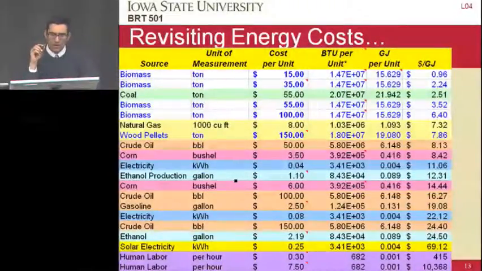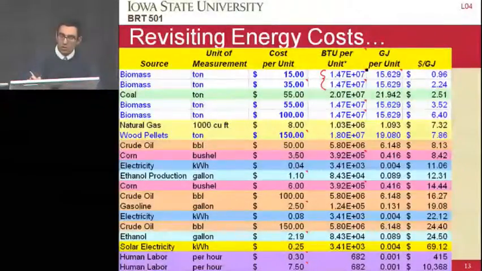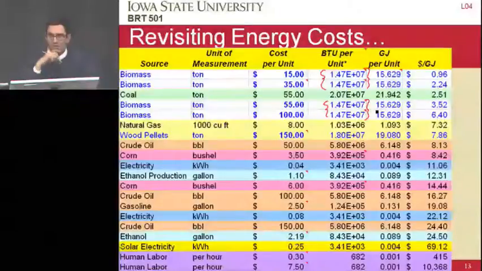All right. I want to put this slide back up, and I'm pretty sure that the last time I gave this to you, I gave you an old version with an error, because I think that the BTU per ton for biomass in that first slide was far too low. It was assuming a very high moisture content. So this is revised, and this is the one you ought to refer to if you're working problems. Okay? It's a much better biomass energy density.